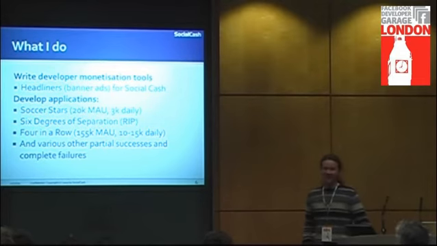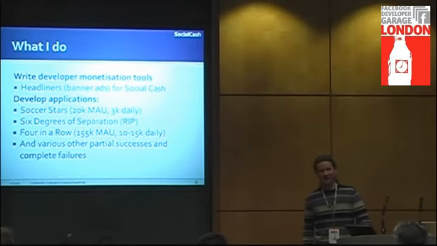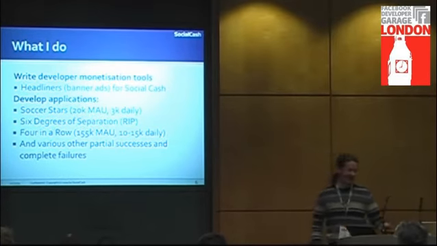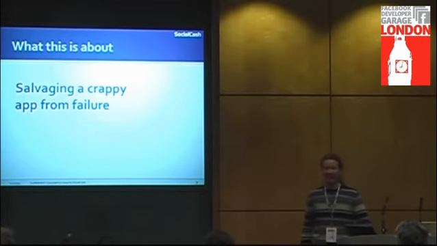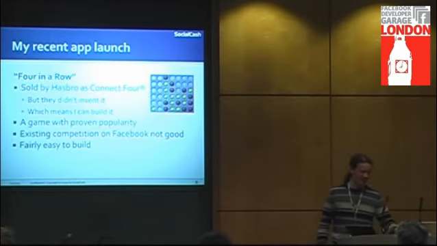4 in a row, which is very, very similar to the Connect 4 game, has 155,000 monthly active users and about 10 to 15,000 daily active at the moment, and then various others that have either got to a few thousand users or about 10. So how do you go about salvaging your crappy app from failure and turn it into a non-crappy app?